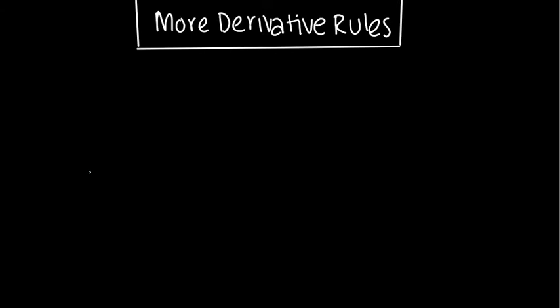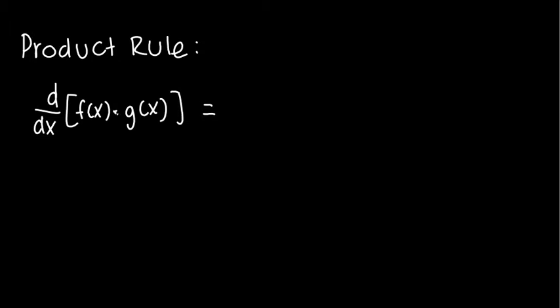So let's start with the first one, the product rule. The product rule states that the derivative of, say, f of x times g of x, that's a multiplying sign, is equal to the derivative of the first function times the second function plus the first function times the derivative of the second function. So we can try an example.